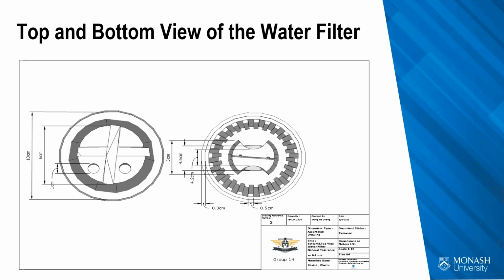Here, you can see the top and bottom views of the water filtration system. The left-hand side shows the bottom view, and the right-hand side shows the top view. The bottom diameter is 10 centimeters with an inner circle diameter of 6 centimeters, and the small holes have a diameter of 1 centimeter. The cap in the top view is 5 centimeters long with holes in between measuring 4.6 centimeters.